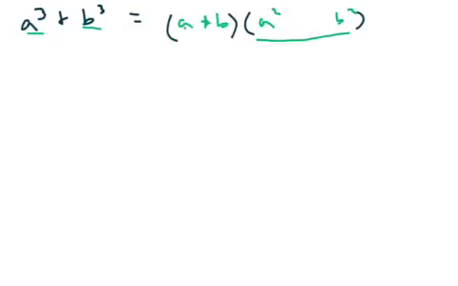Because if you look at it, a times a squared will get you a cubed, and b times b squared will get you b cubed. The other thing you're going to have when you factor is a middle. The middle is gotten by multiplying these together and changing the sign. So it's going to be negative ab.